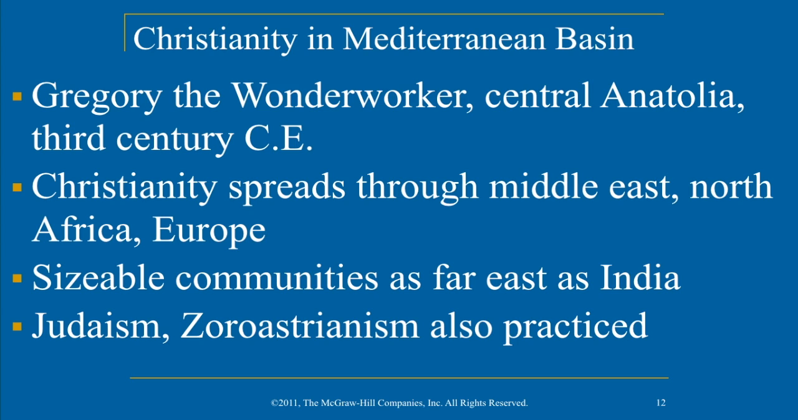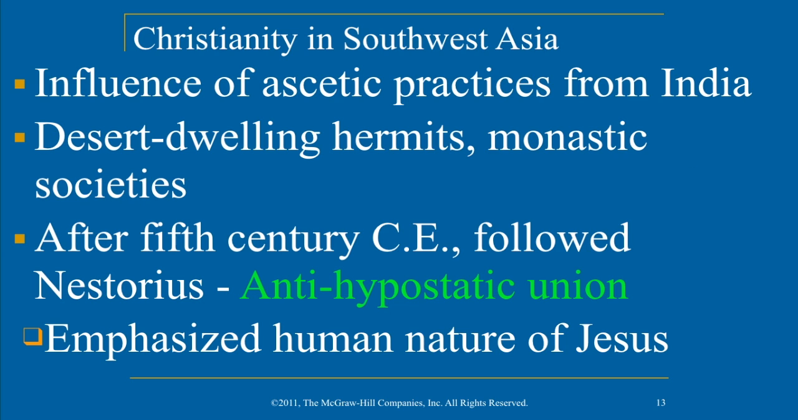Christianity then spreads throughout the Middle East, North Africa, and gets to Europe. There are sizable communities as far east as the borders of India. Judaism and Zoroastrianism are also practiced, but on a smaller scale in the Mediterranean basin. We get to Christianity in Southeast Asia. There's an influence of ascetic practices from India.